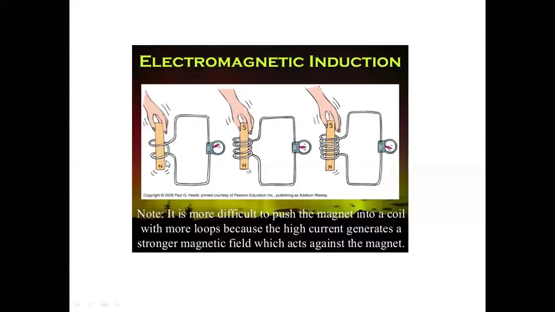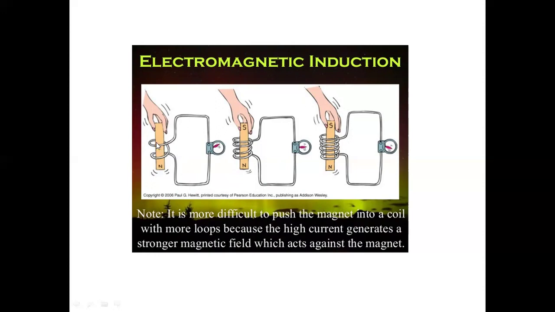So here when we move the magnet into the coil, it is difficult to push the magnet into the coil when there are more loops. Like in the second and third loop in the figure, the loops are more. So the stronger the coil will have the current flowing through it, and that current in turn will have its own magnetic flux, which will oppose the motion of the magnet towards the coil.